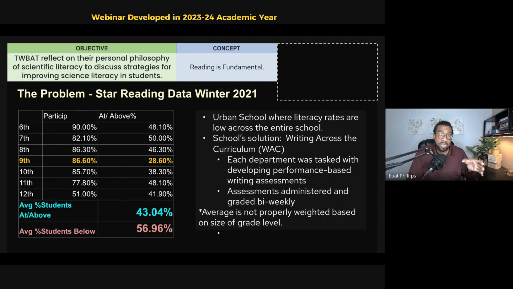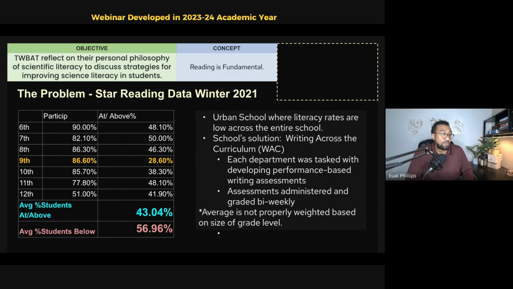So let's take a moment to interject the context of how we're exploring all of this. This is a real problem at my school. As of 2021, these are our STAR reading data. STAR is just a test that our students take every quarter, but you can see our participants from 6th through 12th grade. And the data I'm actually going to show you in my story is the 9th grade class of students when they become 10th graders in chemistry class. My school is an urban school where literacy rates are low across the entire school. As you can see, 43% of my students are at grade level or above, and then 56 or 57% are beneath grade level when it comes to reading.